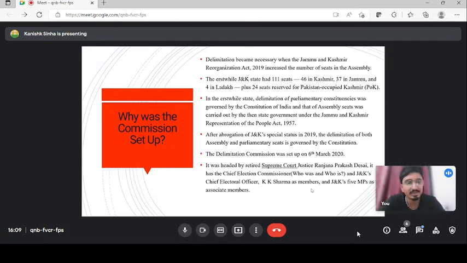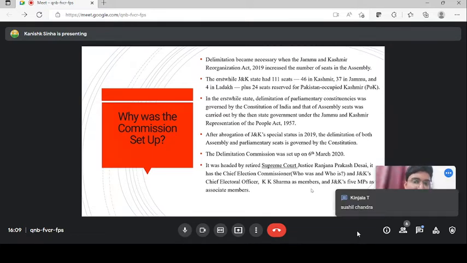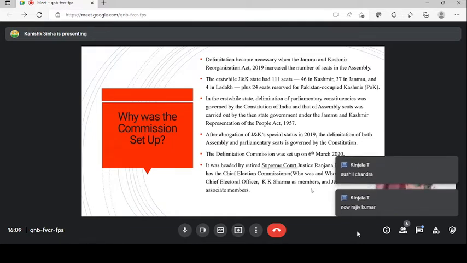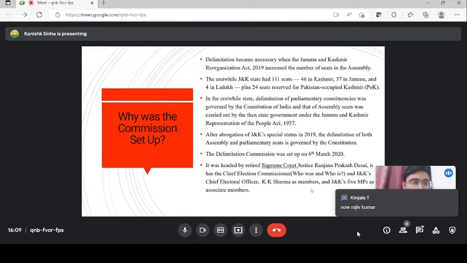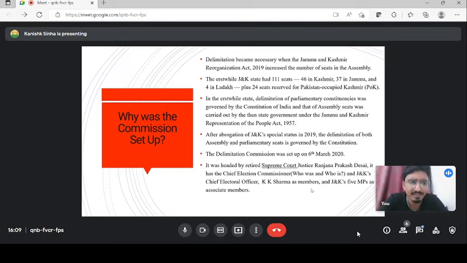So can anybody tell me who was the Chief Election Commissioner of the Delimitation Commission and who is the present Chief Election Commissioner? Okay, very good. So at that time it was Sushil Chandra, and who is the present one? Very good, yeah. And then the Chief Electoral Officer of Jammu and Kashmir, that is KK Sharma, along with 5 other MPs who were the associate members.